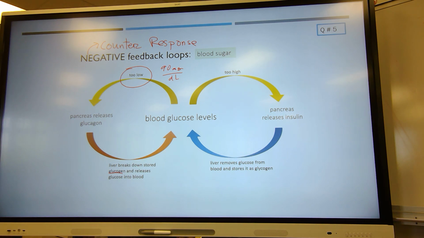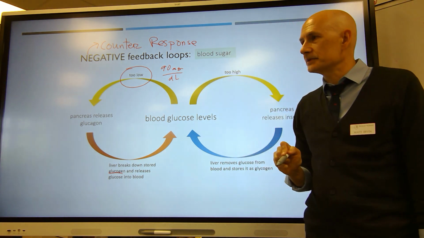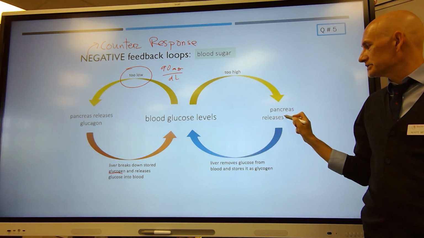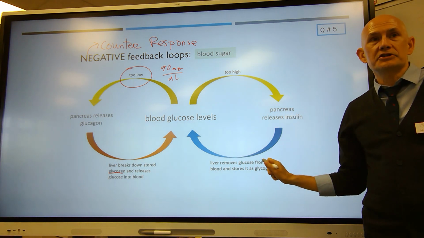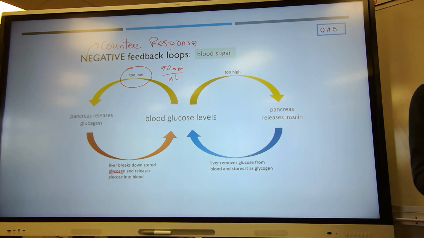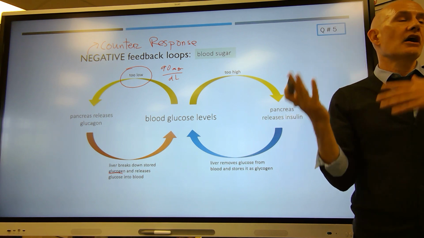If you go to lunch and have a big bowl of pasta, as your body digests the pasta into glucose, your blood glucose will get too high, above 90 milligrams per deciliter. Then your body is going to release insulin, and that's going to cause your body cells to take up that glucose and store it until it's back to 90 milligrams per deciliter. Both of these are negative feedback mechanisms. Even though one is going down and one is going up, they're both negative because they are countering the opposite thing.